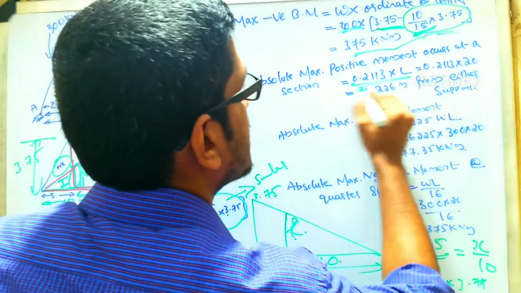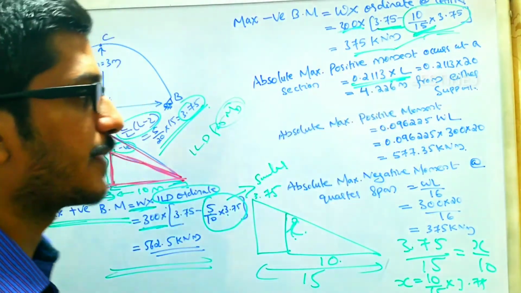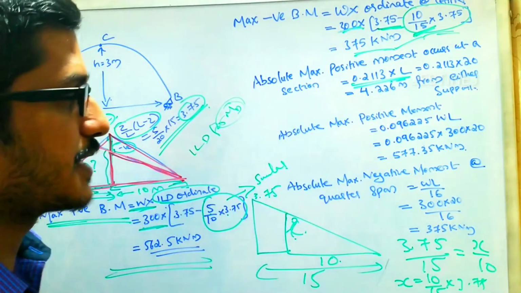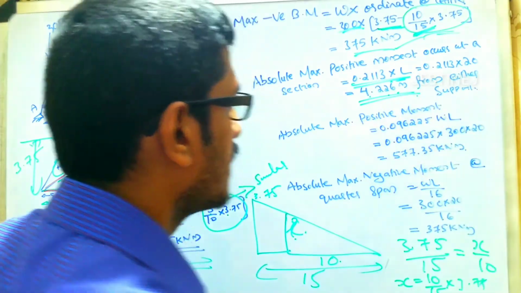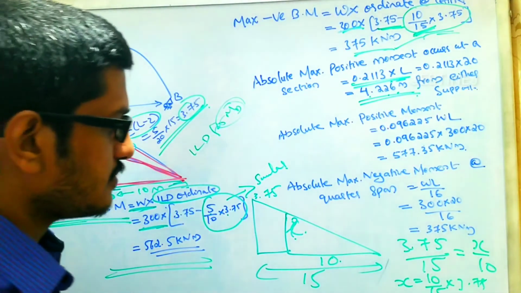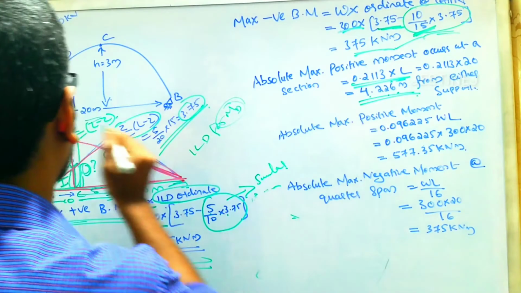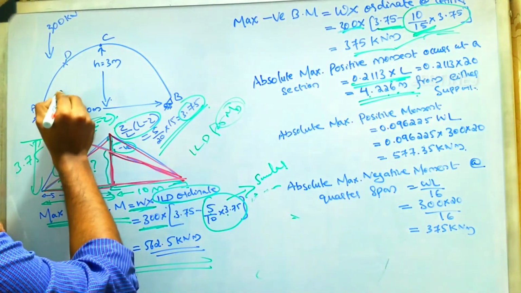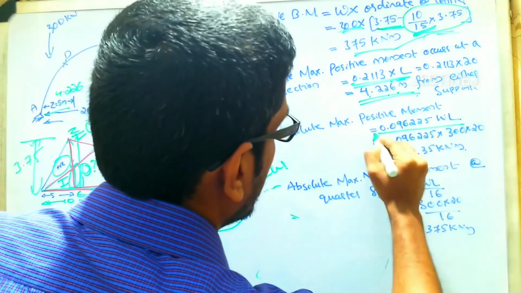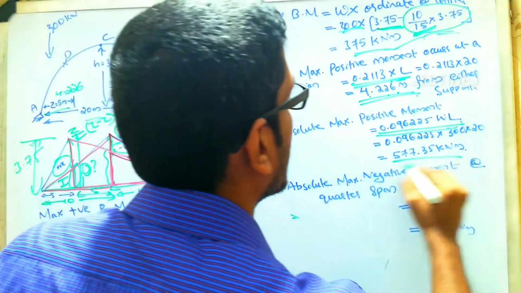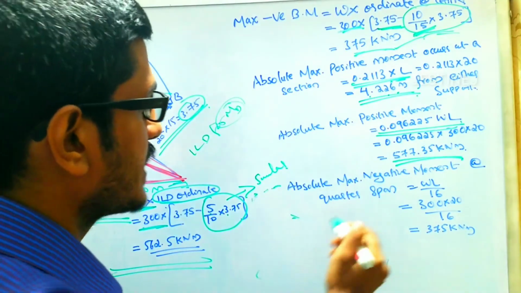We already derived this equation, that it is going to happen at a distance of 0.2113 multiplied by the span length, either from the left side or from the right side. You will finally get, at a distance of 4.226 meters, the maximum positive moment. This is the general expression. So you can substitute at a distance of 4.226 meters from either support, and you will finally get the values. If you substitute the value, this is the absolute maximum positive bending moment.